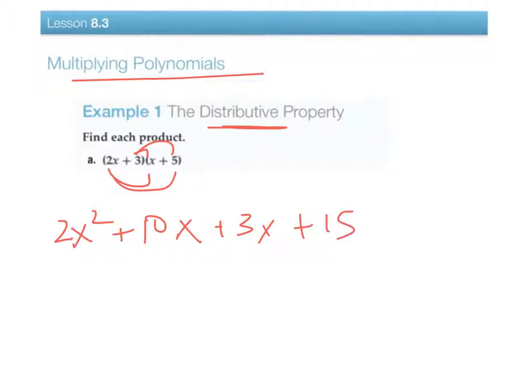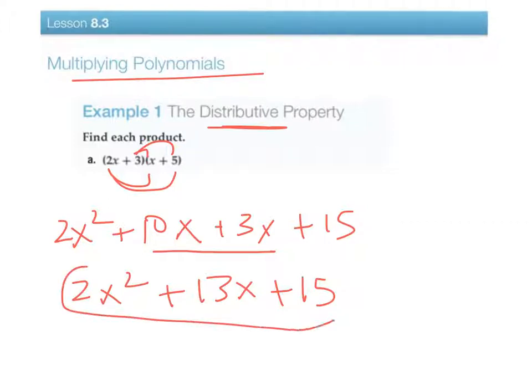And once we have it multiplied, we have to make sure we combine like terms. These two have the same letter, same exponent, so they're like terms. So I'm going to add them. Everything else doesn't get added, and so I get 13x plus 15. And I also have it in standard form because I have a highest exponent. So this would be my answer for the distributive property.